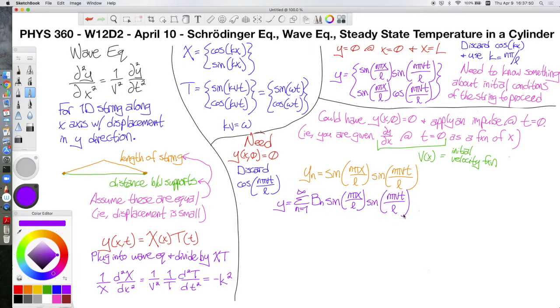So in order to match the initial conditions we've been given, that initial velocity function, we're going to have to take the derivative of this y function with respect to time, a partial derivative. And with that, we obtain the following.